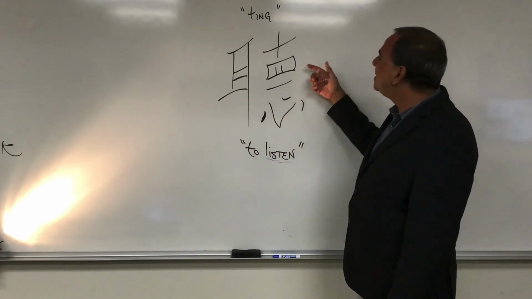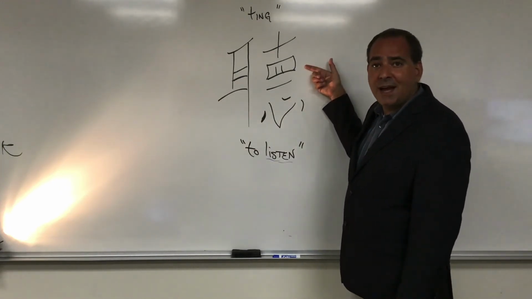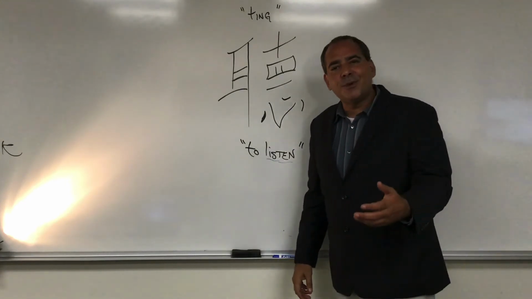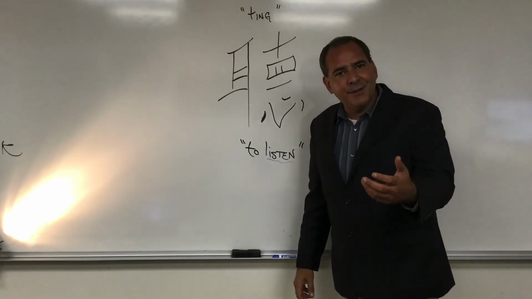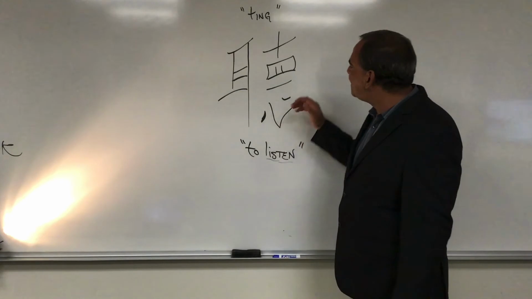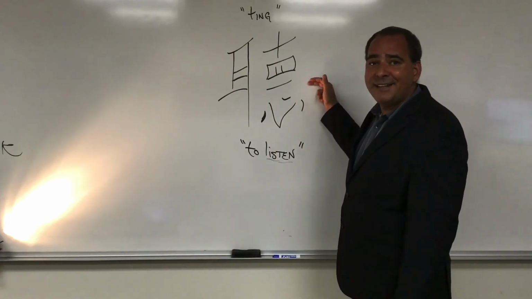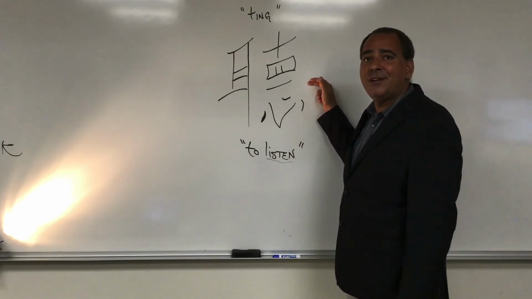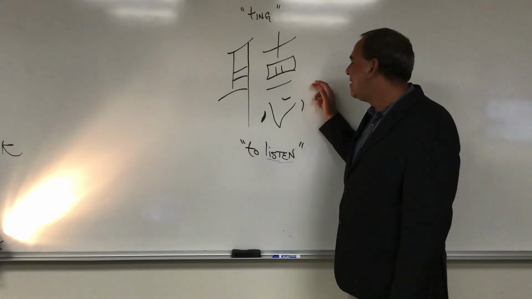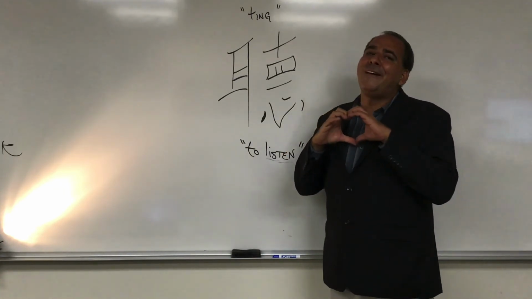In addition to this, this character is supposed to represent a person's eyes, that as we're listening to another person in class, we give them full eye contact. This line is supposed to represent our undivided attention while listening to another individual. And finally, of course, we listen with an open heart.